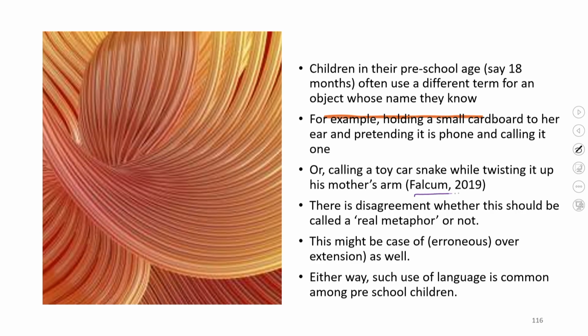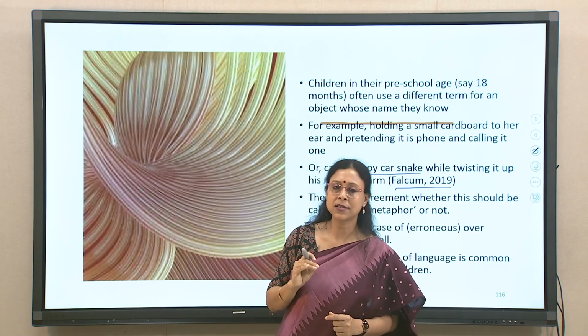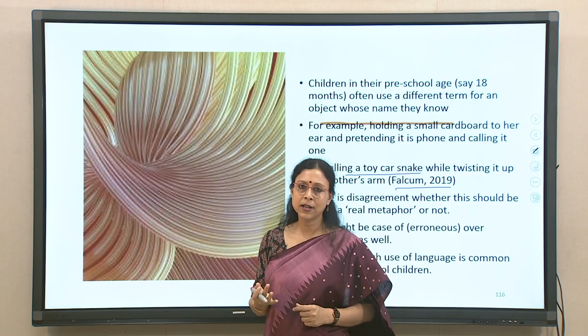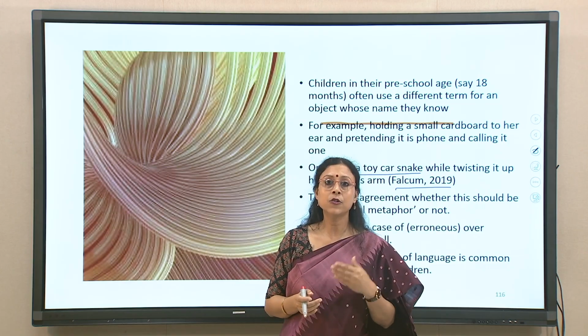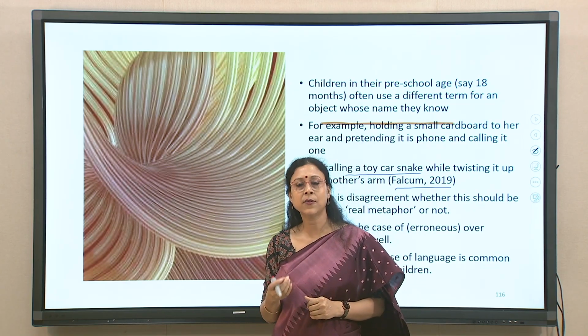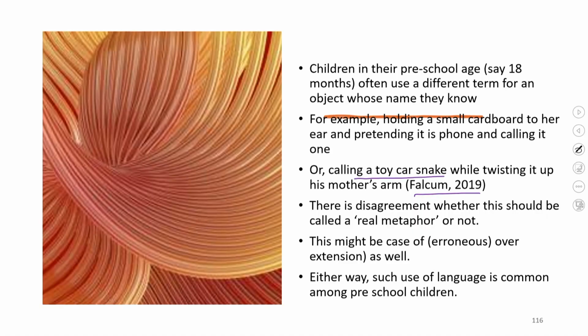For example, many studies talk about a child calling a toy car a snake while twisting it up his mother's arm. The child is referring to the toy as a snake, because he is playing with his toy in his hand and trying to twist it over his mother's arm, and he calls it a snake. Now, does it qualify as metaphorical language? There are debates, but children do use such constructs in their conversation. Also, sometimes they will put a cardboard or anything to their ear and pretend that this is a phone, and they will talk on the phone and also call it a phone.